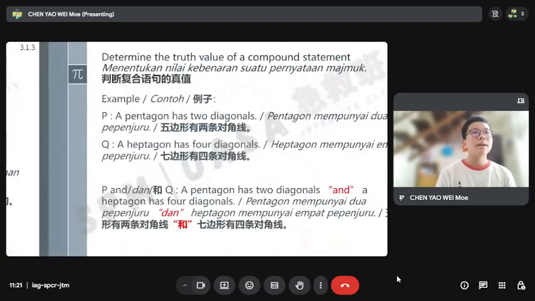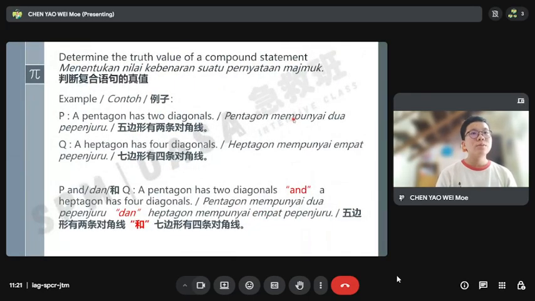For example, a pentagon has 2 diagonals, a heptagon has 4 diagonals. I want to make these two statements become one statement. So P and Q, a compound statement: a pentagon has 2 diagonals and a heptagon has 4 diagonals. We can use the compound statement to determine the true value for the statements.